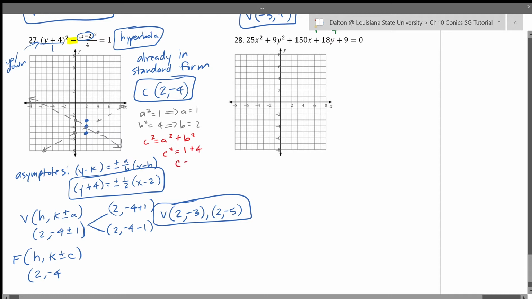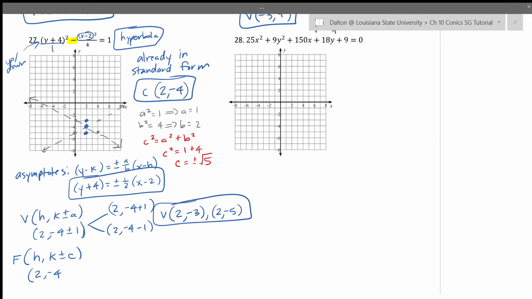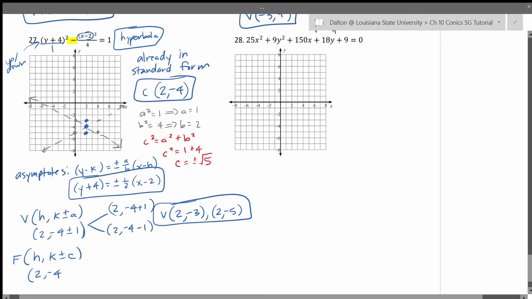Then I get that c is equal to plus or minus the square root of 5 when I add that together. And there's nothing I can reduce there. I can't write that any more simplified than it already is. Therefore, you can leave your foci as 2 comma -4 plus or minus the square root of 5. So if you have radicals as part of your answers, you can leave it written as one coordinate point with the plus or minus. If it's actual integers, go ahead and simplify things out.